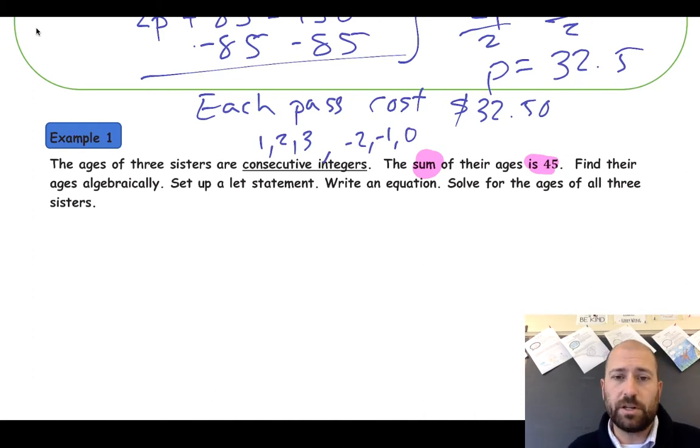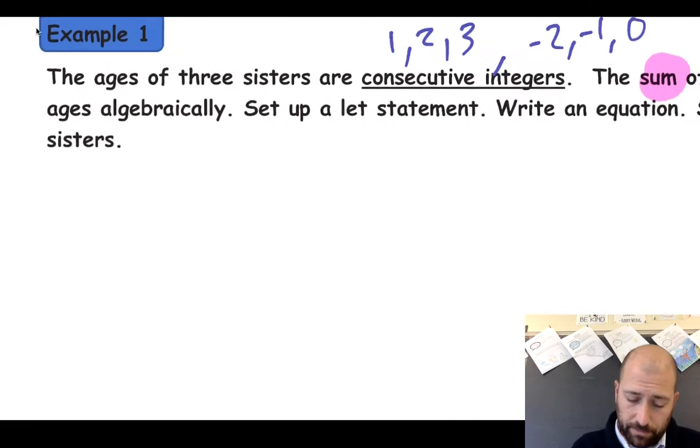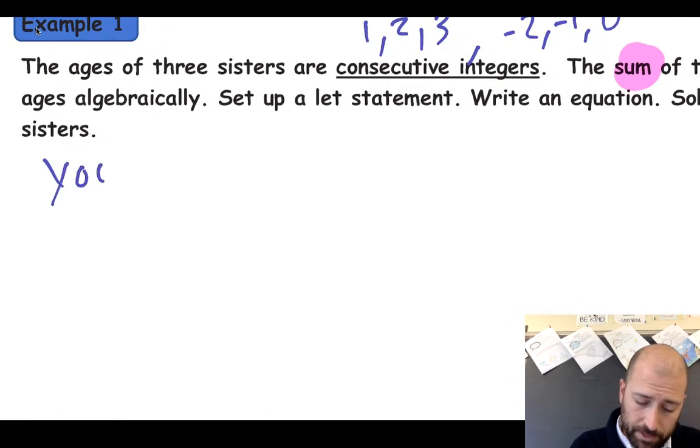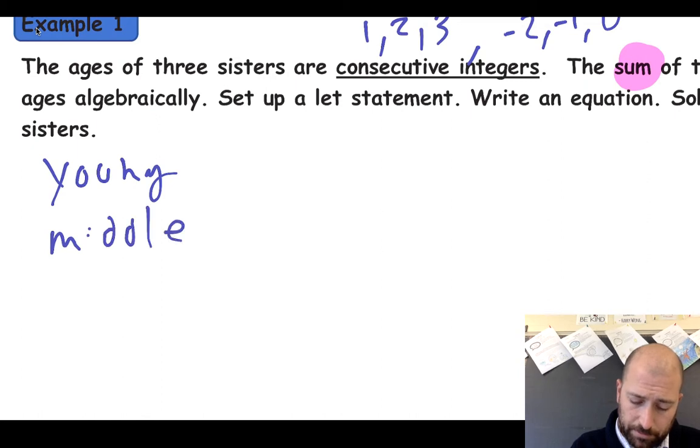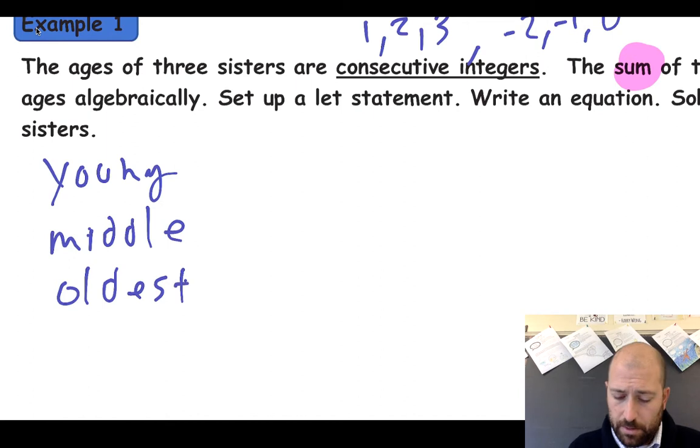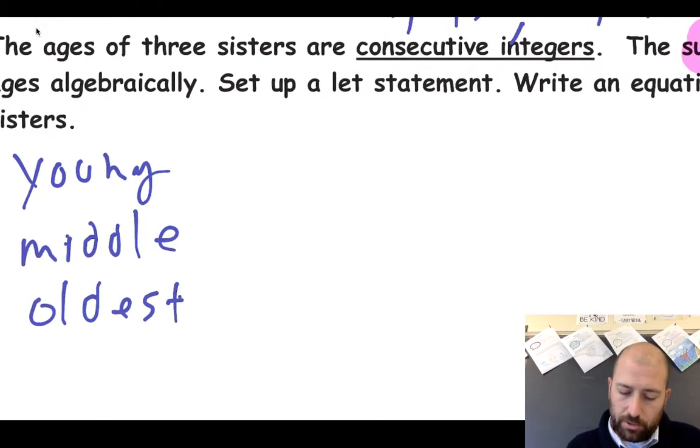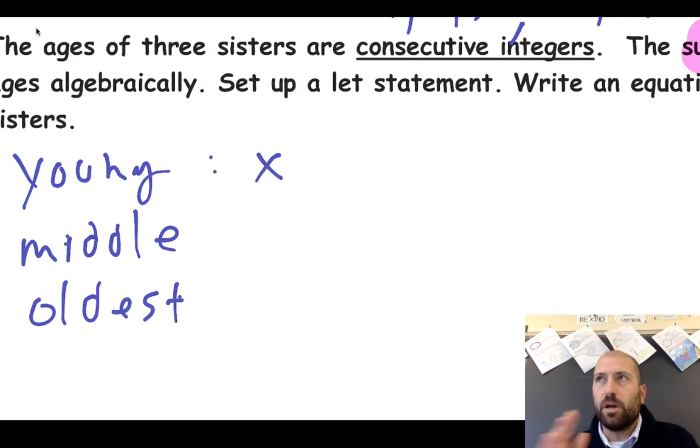So first I want to set up. There's 3 sisters. So I have the youngest, the middle sister, and the oldest sister. The youngest, the middle, and the oldest. So when I'm setting up these integers, even though there's 3 unknowns, they are related to each other. So if I say, all right, the youngest will be X. We don't know what the youngest age is. But we know that they're consecutive integers. So consecutive means they're right in a row.